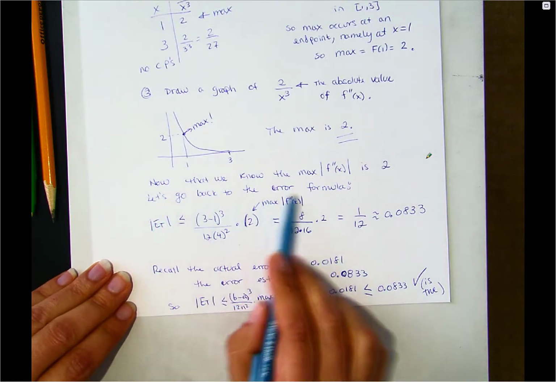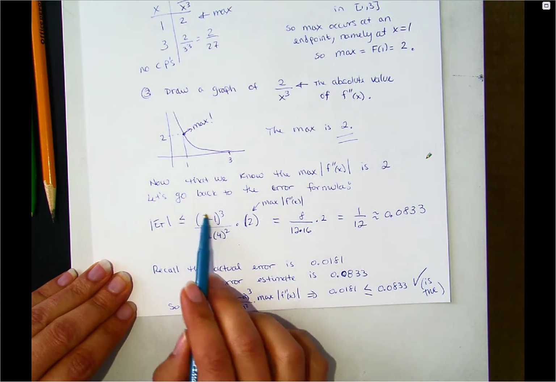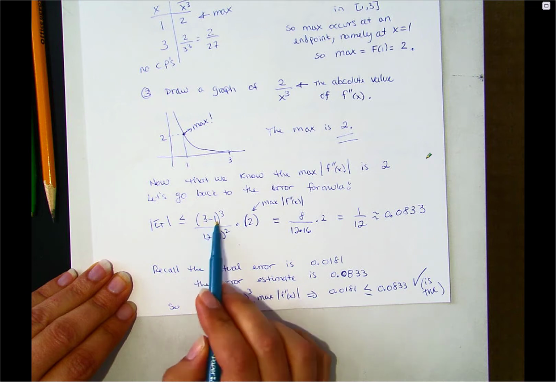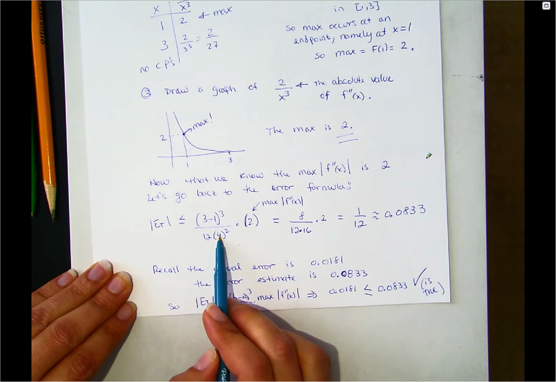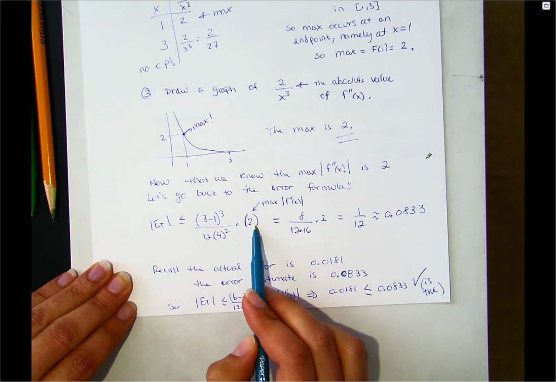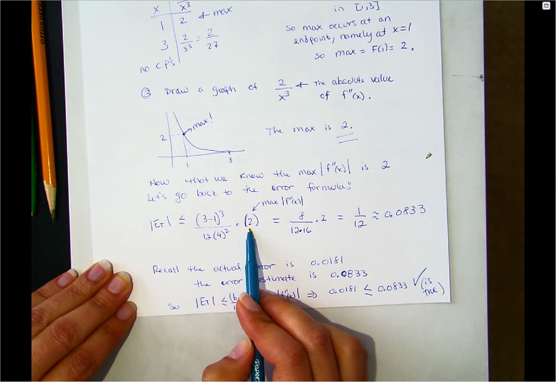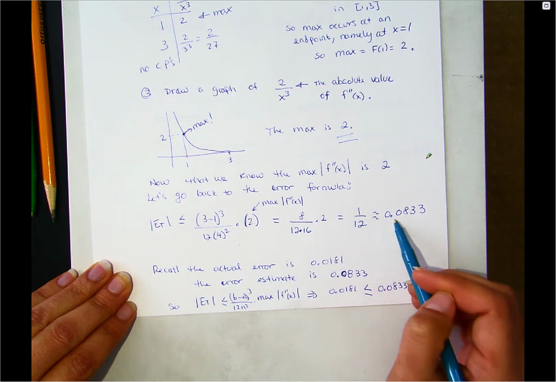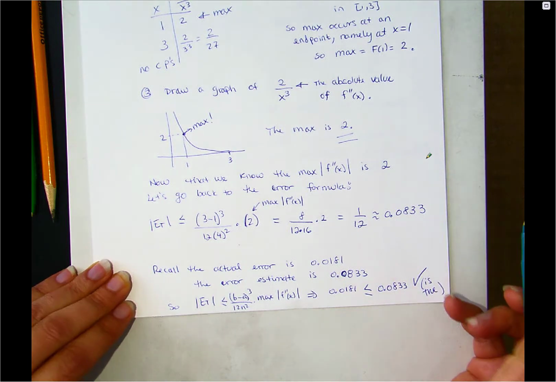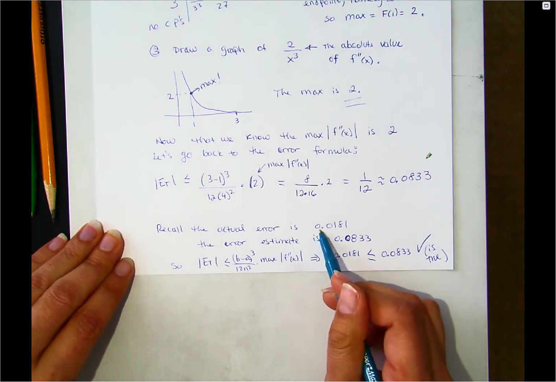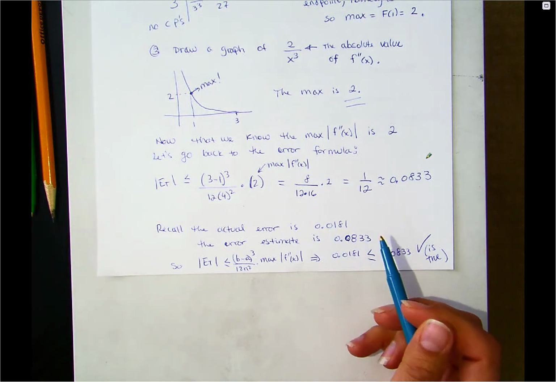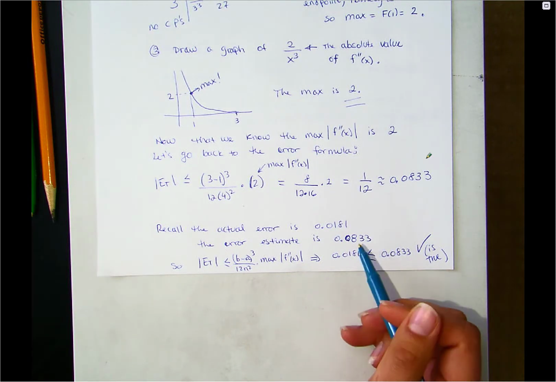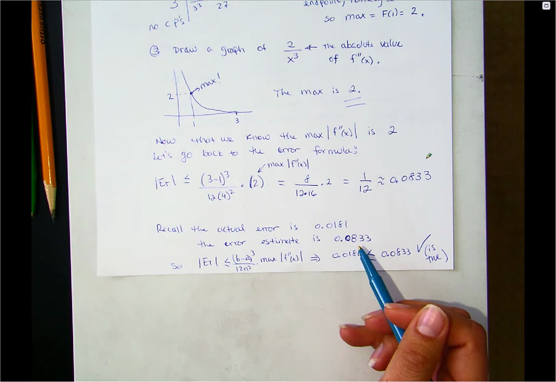So let's go back to the error formula. We had already had (b minus a) cubed over 12 n squared, and now the maximum of the second derivative, we just found it to be 2. And when you multiply all that out, we get 1/12, which is 0.0833. The actual error is 0.0181. Remember, we did that earlier when we found the integral.